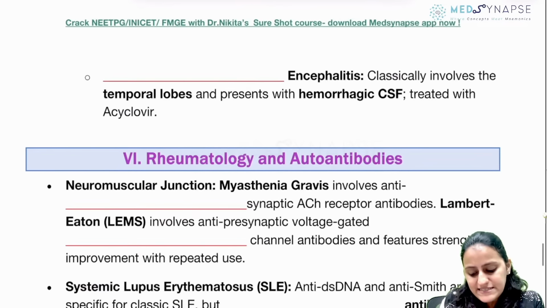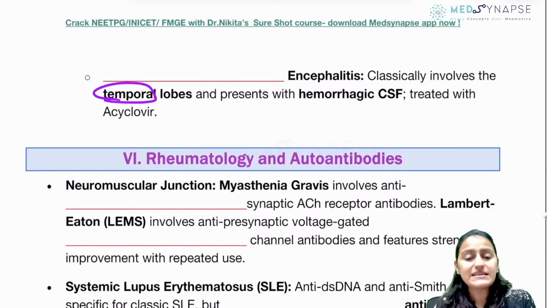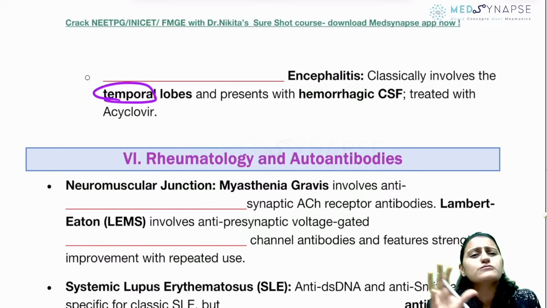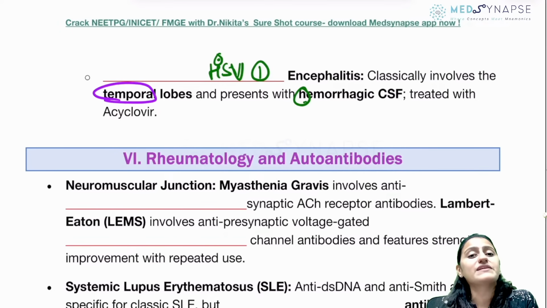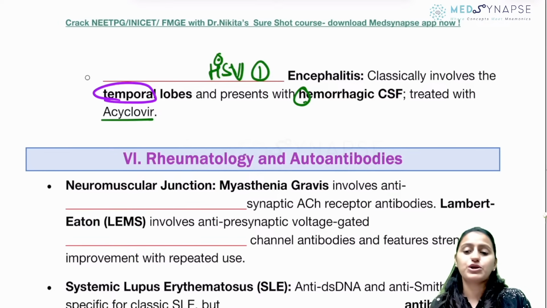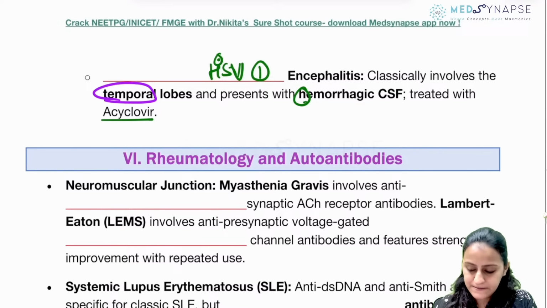Next one, what encephalitis classically involves the temporal lobes? Temporal lobes are affected classically in what organism's encephalitis? HSV. Encephalitis is what HSV? 1. Above the waist is HSV 1, below the waist is HSV 2, so genital is going to be HSV 2. So this H for HSV encephalitis is generally hemorrhagic, right? So the CSF has RBCs present and you will give acyclovir for treatment. Acyclovir is what you will give for HSV encephalitis.